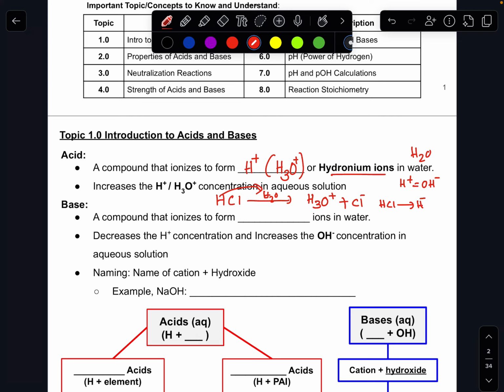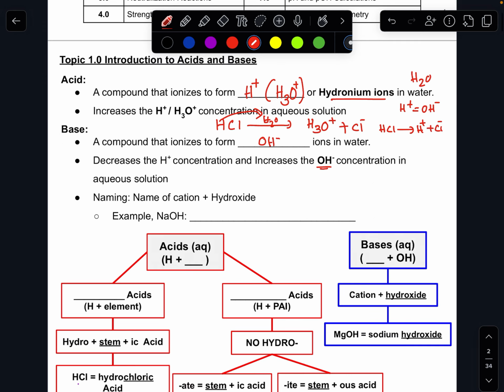That is called ionization or dissociation. It will form H plus and Cl minus. Bases are compounds which will produce hydroxide ions. Hydroxide is OH minus ions. Example, sodium hydroxide. When you dissolve sodium hydroxide in water, it will form Na plus and OH minus ions.